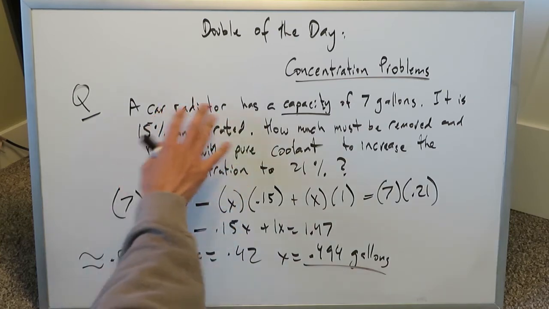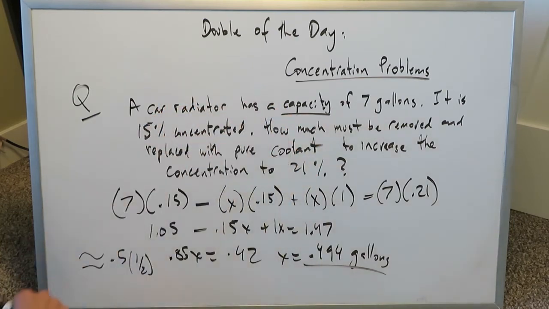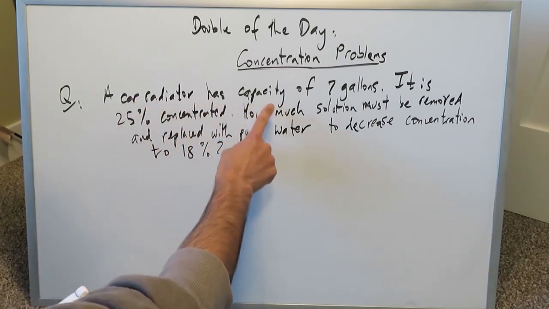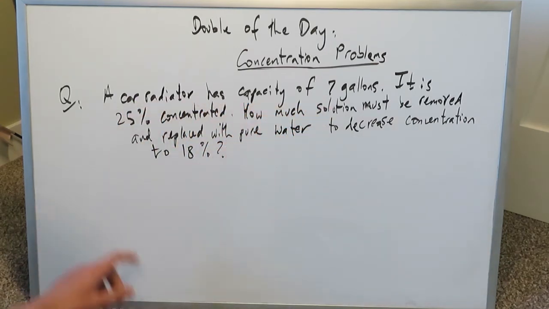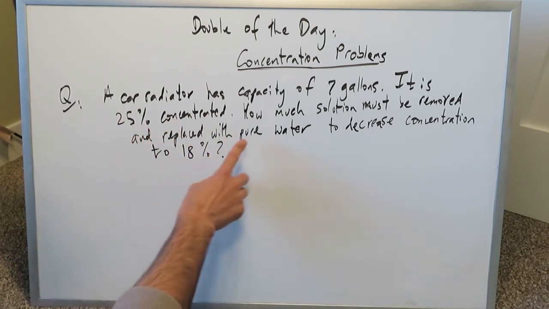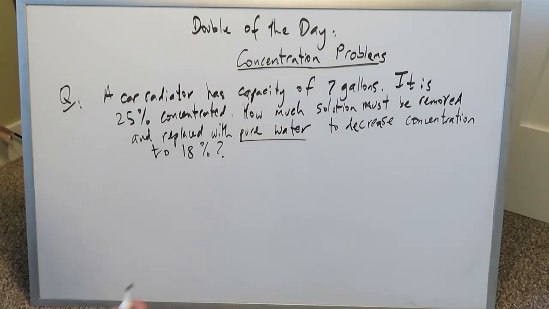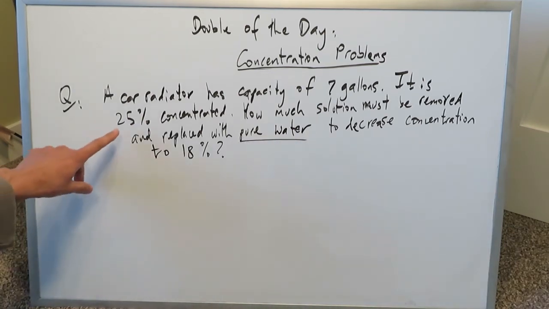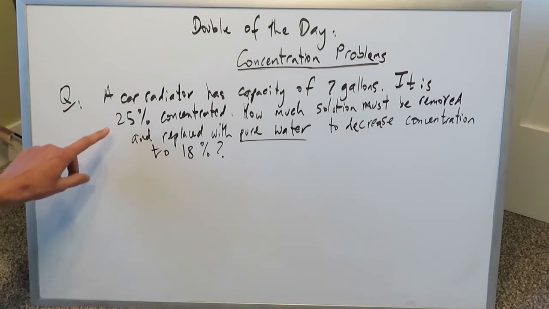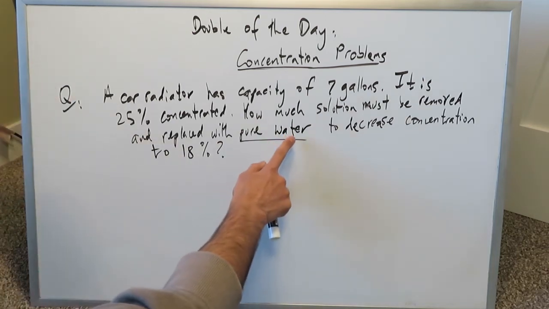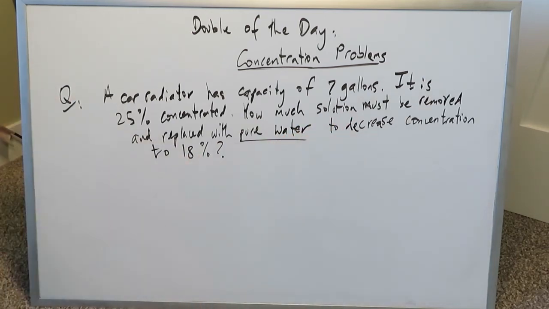The next question is built off the same question with a few tweaks in the wording, and we'll examine that next. The question is this: a car radiator has a capacity of 7 gallons. It is 25% concentrated. How much solution must be removed and replaced with pure water to decrease the concentration to 18%? Now in this scenario, the car radiator is overly concentrated in terms of the coolant, so you've got to add water. That means you've got to dilute it down to 18%.